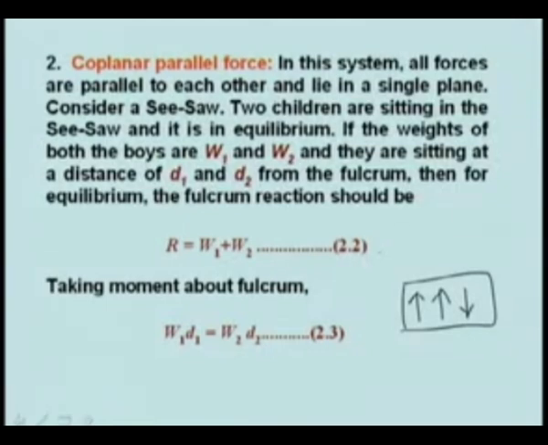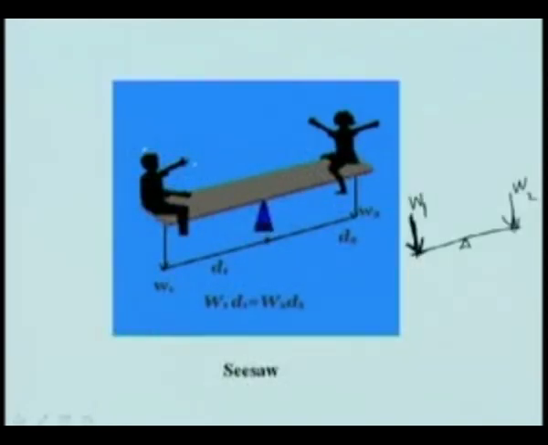Now, if you take the moment about the fulcrum, W1 into D1 is equal to W2 into D2. This must also be satisfied, otherwise the seesaw will not be in equilibrium. Therefore, this is the condition: W1 D1 equals W2 D2. So, if a child's weight is less, he can move a distance further and then he can balance.